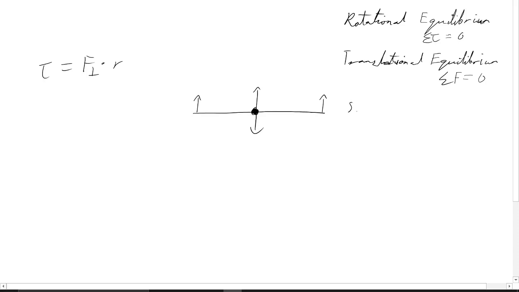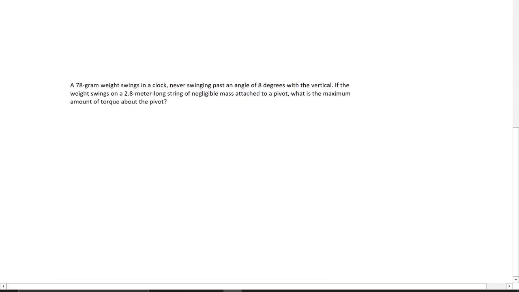Then finally there's static equilibrium, which just means that it is in rotational equilibrium and in translational equilibrium. So sigma tau equals 0 and sigma F equals 0. Now let's do an example question here.